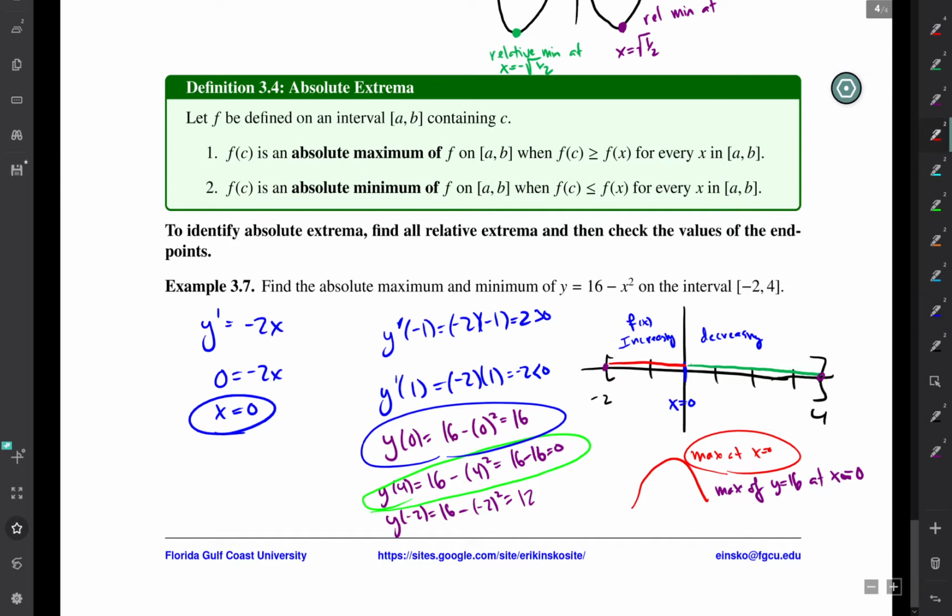So let me just write that down. Absolute max of y equals 16 at x equals 0, and absolute minimum of y equals 0 at x equals 4.